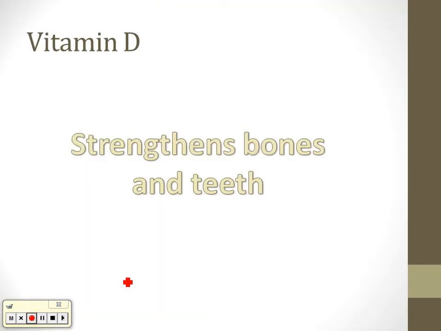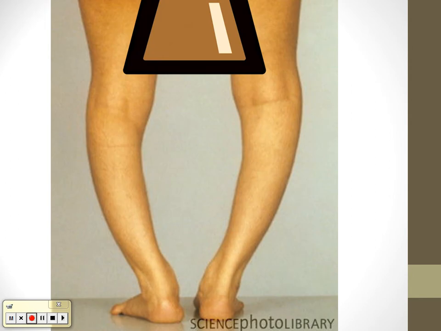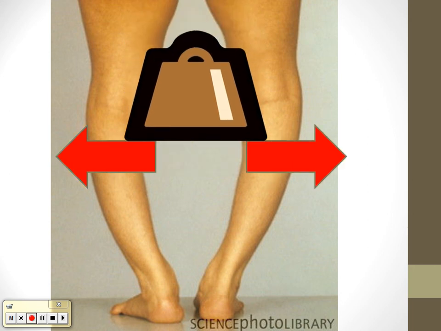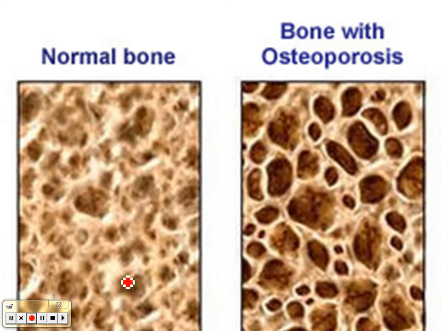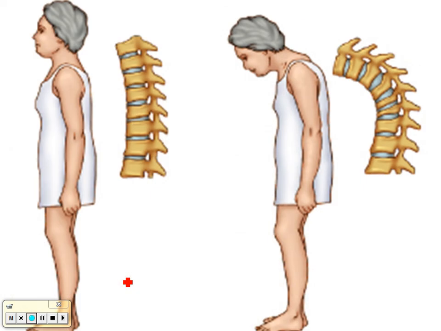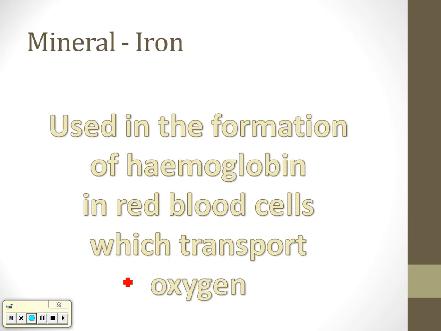They solved it by taking lemons on the boat. Vitamin D is used to strengthen bones and teeth. If you don't have enough vitamin D, you develop rickets, which is like knock-kneed legs on steroids. This person's body weight pushes down, causing the legs to bow outwards. The mineral calcium is used to strengthen bones and teeth as well. If you don't have enough calcium, you develop osteoporosis, which is when your bones become less dense.